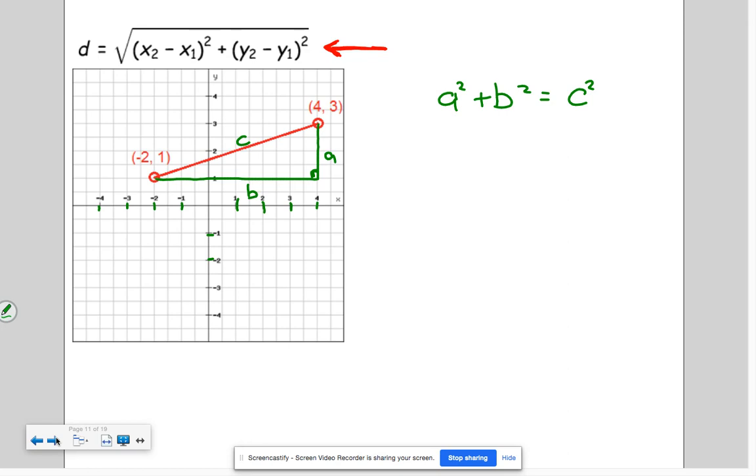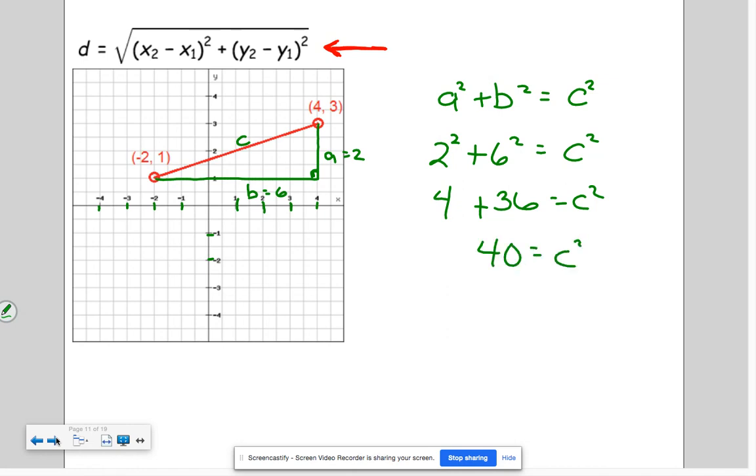So let's see, from this right angle up to the 4, 3 coordinate, 1, 2, it's got 2 units. So my A value equals 2. My B value is 1, 2, 3, 4, 5, 6. Right? So I'm going to plug those in. We got A is 2. So 2 squared plus 6 squared equals C squared. We don't know what the length of C is. That's what we're solving for. So let's do that. 2 squared is 4. 6 squared is 36. 4 plus 36 is 40. The way I solve for C, okay, in this case, I got to take the square root of both sides. I'm going to rewrite C on the left side. C equals the square root of 40.